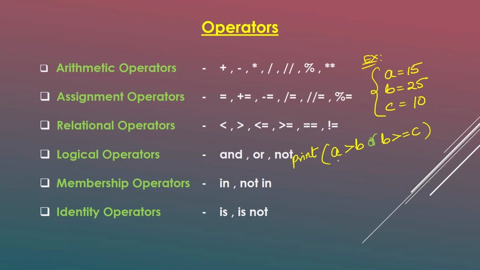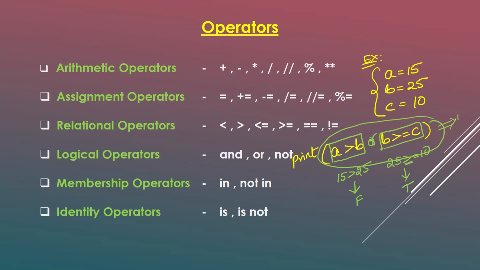Now I will check the output of these conditions. 15 is greater than 25: this condition's output is false. And check with this condition. What is the value of B? 25 greater than or equal to 10. Yes, this condition is satisfied, so this is true. As I said, with the OR operator, if any one condition becomes true, the whole condition returns true. Let's see the truth table for this OR operator.